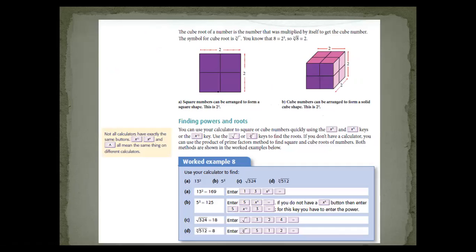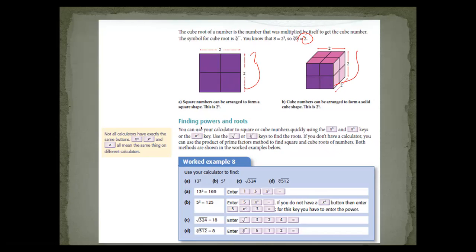There's some explanation you can read. The cube root of a number is a number that was multiplied by itself three times to get the cube number. The symbol for cube root is the cube root sign. You know that 8 is equal to 2 to the power of 3, so the cube root of 8 is equal to 2. Square numbers can be arranged to form a square shape, and here cube numbers can be arranged to form a solid cube shape.